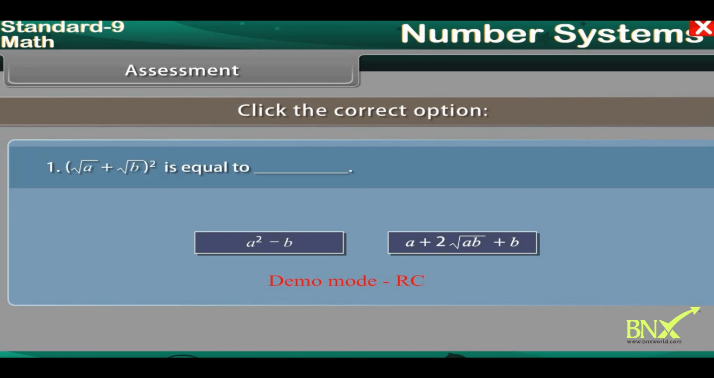Assessment. Let's go through an interactivity now. Click the correct option.